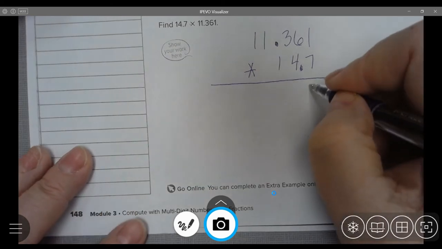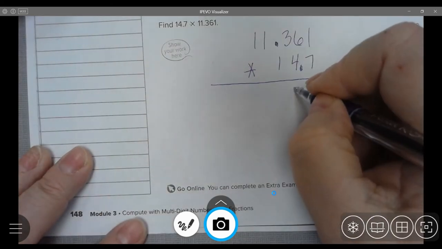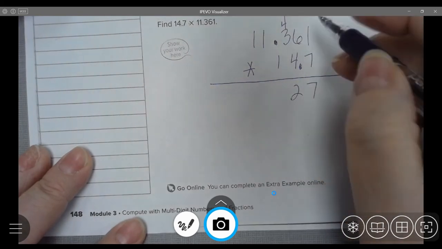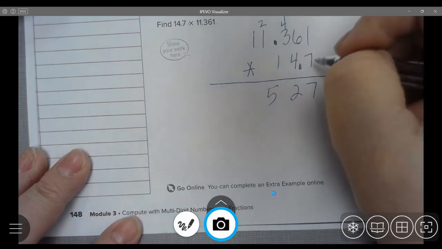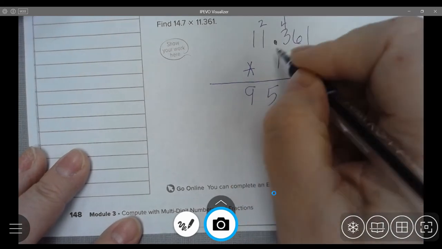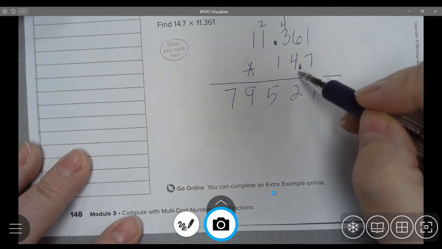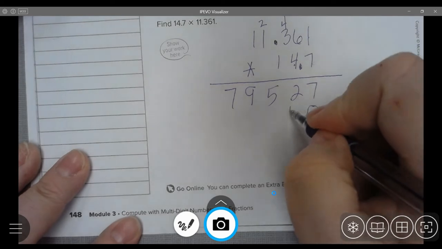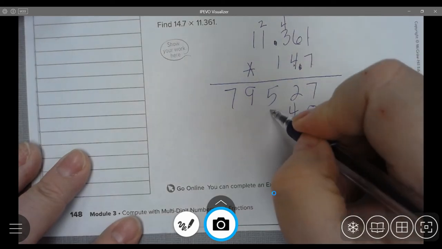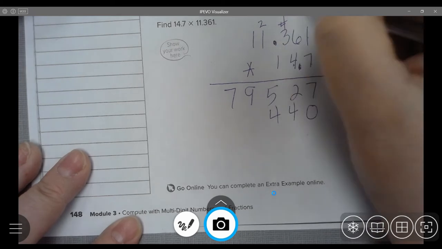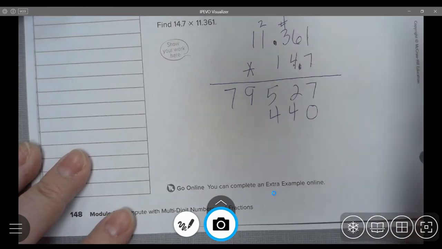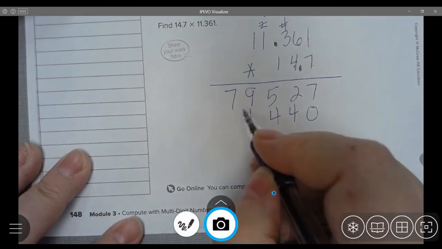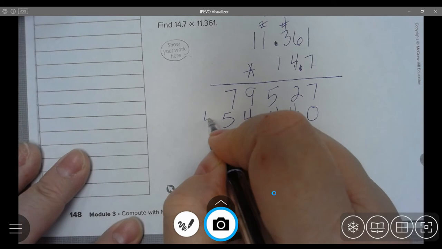And as I'm doing that, I'm going to do 7 times 6 is 42, put a 4, 7 times 3 is 21, and 4 is 25, then 7, 8, 9, and 7. Remember, if I go to a second number, I put a 0 here to hold the place. Then I do 4 times 1 is 4, 4 times 6 is 24, carry a 2, 4 times 3 is 12, plus 2 is 14, carry a 1, I have 4 plus 1 is 5, 1 times 4 is 4.